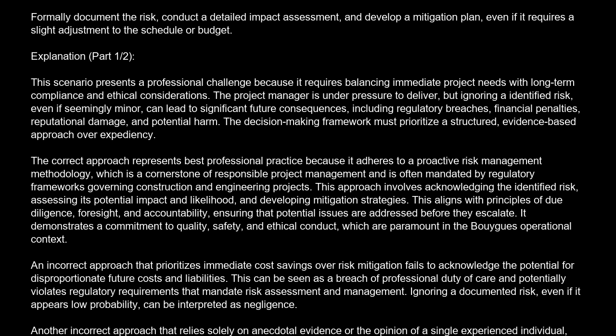An incorrect approach that prioritizes immediate cost savings over risk mitigation fails to acknowledge the potential for disproportionate future costs and liabilities. This can be seen as a breach of professional duty of care and potentially violates regulatory requirements that mandate risk assessment and management. Ignoring a documented risk, even if it appears low probability, can be interpreted as negligence.